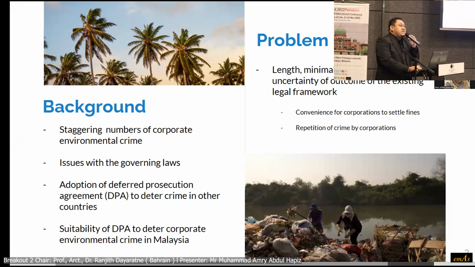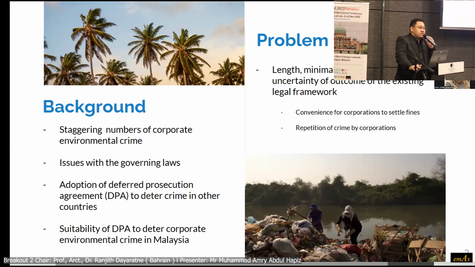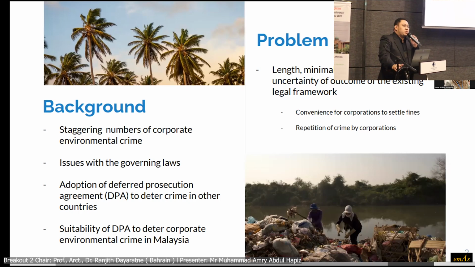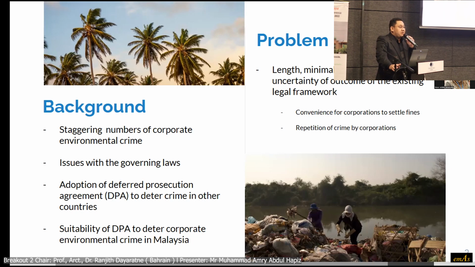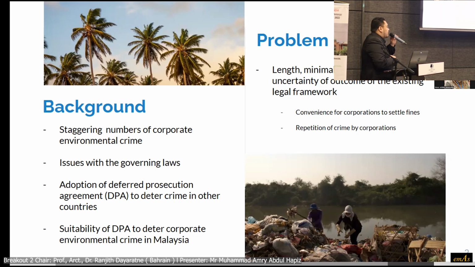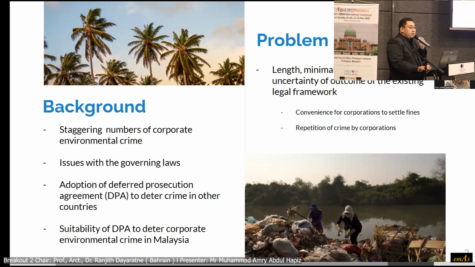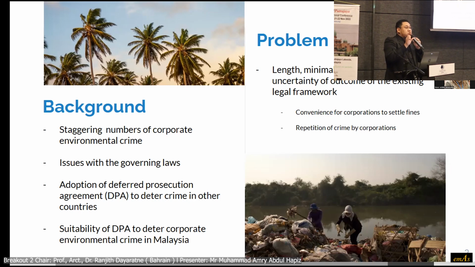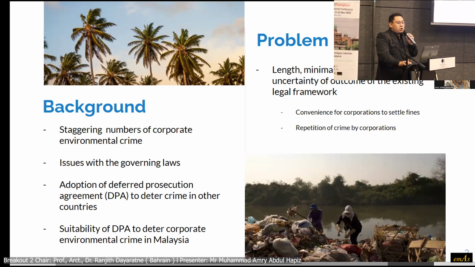Now, we have at least 37 laws governing environmental protection in Malaysia, but there are issues that we have discovered throughout this study that demand a reform of the laws. And we have observed the trend in other countries which have started to adopt a mechanism called Deferred Prosecution Agreement, or DPA, to deter crime in other areas. So we hope to explore DPA as a tool to deter environmental crime in Malaysia that is committed by corporations.